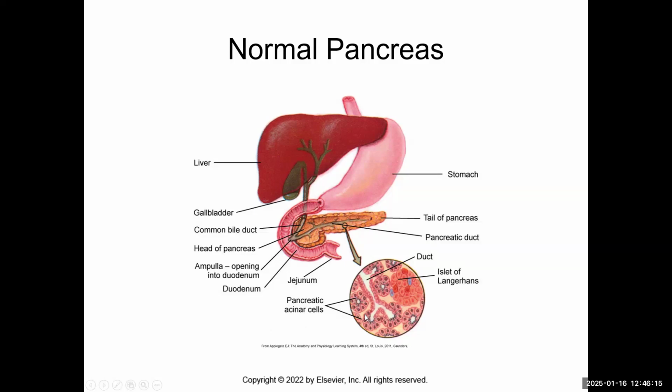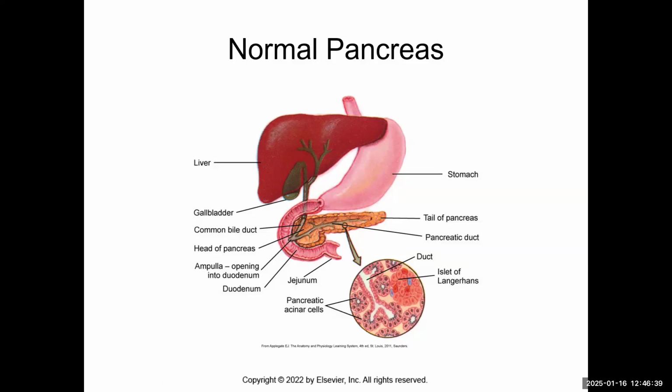The pancreatic acinar cells... When the pancreatic enzymes are made in these cells, they get released into the pancreatic duct. They're in the inactive form. They don't need to be active until they actually get into the intestines where those nutrients are.